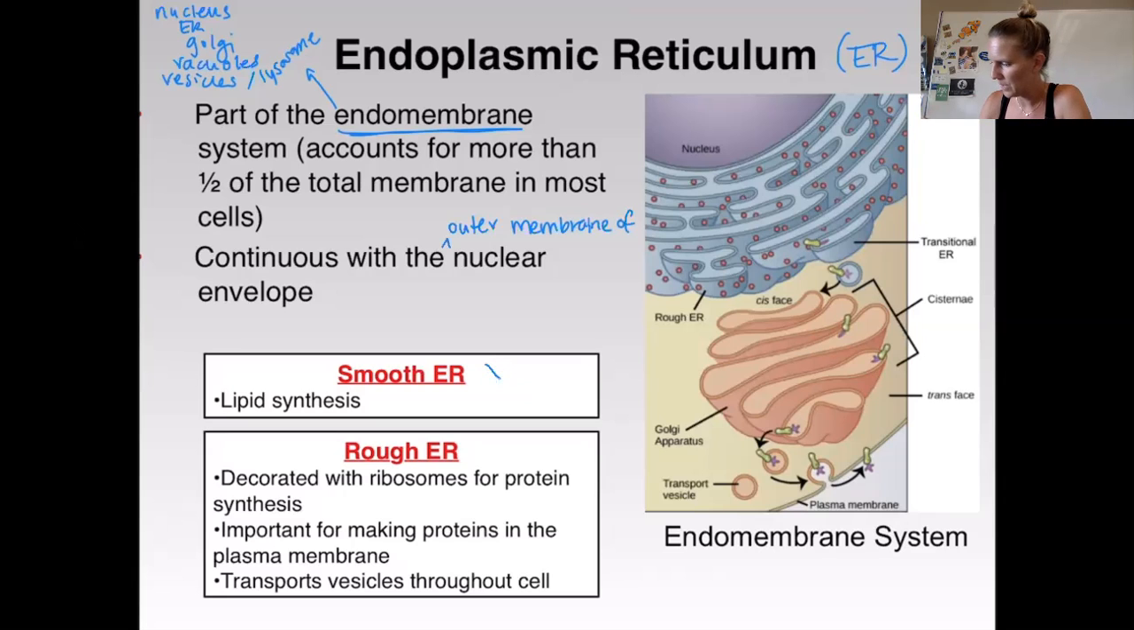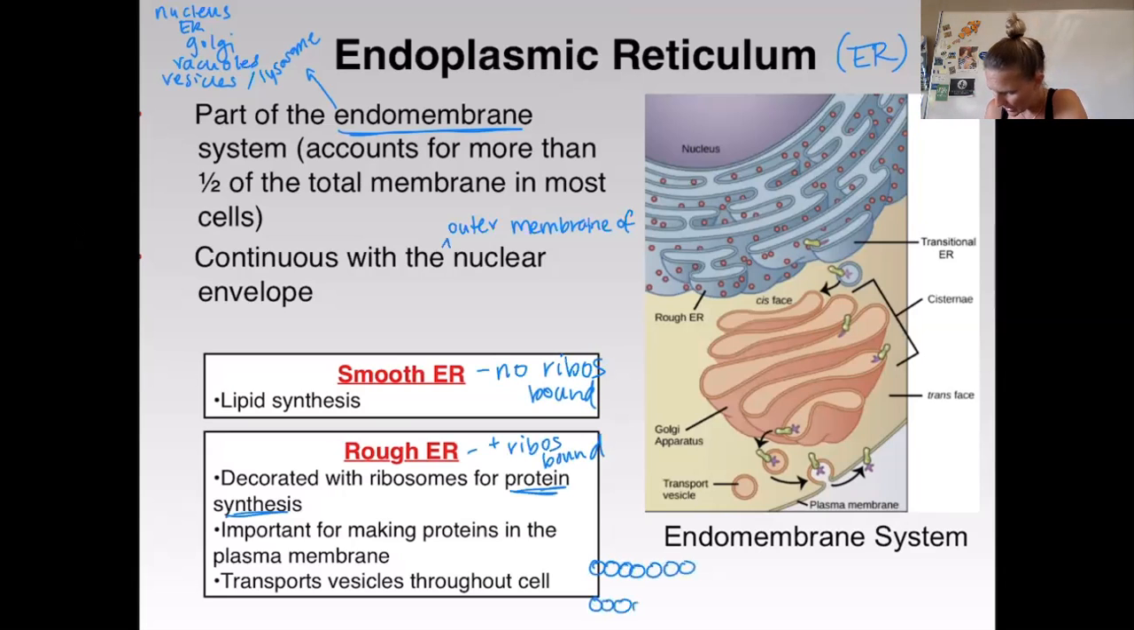So actually I'll put that. If it's a smooth ER, it has no ribosomes bound to it, right? That's involved in lipid synthesis. You can also have a rough ER, where you have ribosomes bound to it, all right? Decorated with ribosomes, and that's really important, again, for protein synthesis. So the rough ER is important in making proteins, specifically proteins that we're going to find out in the plasma membrane.